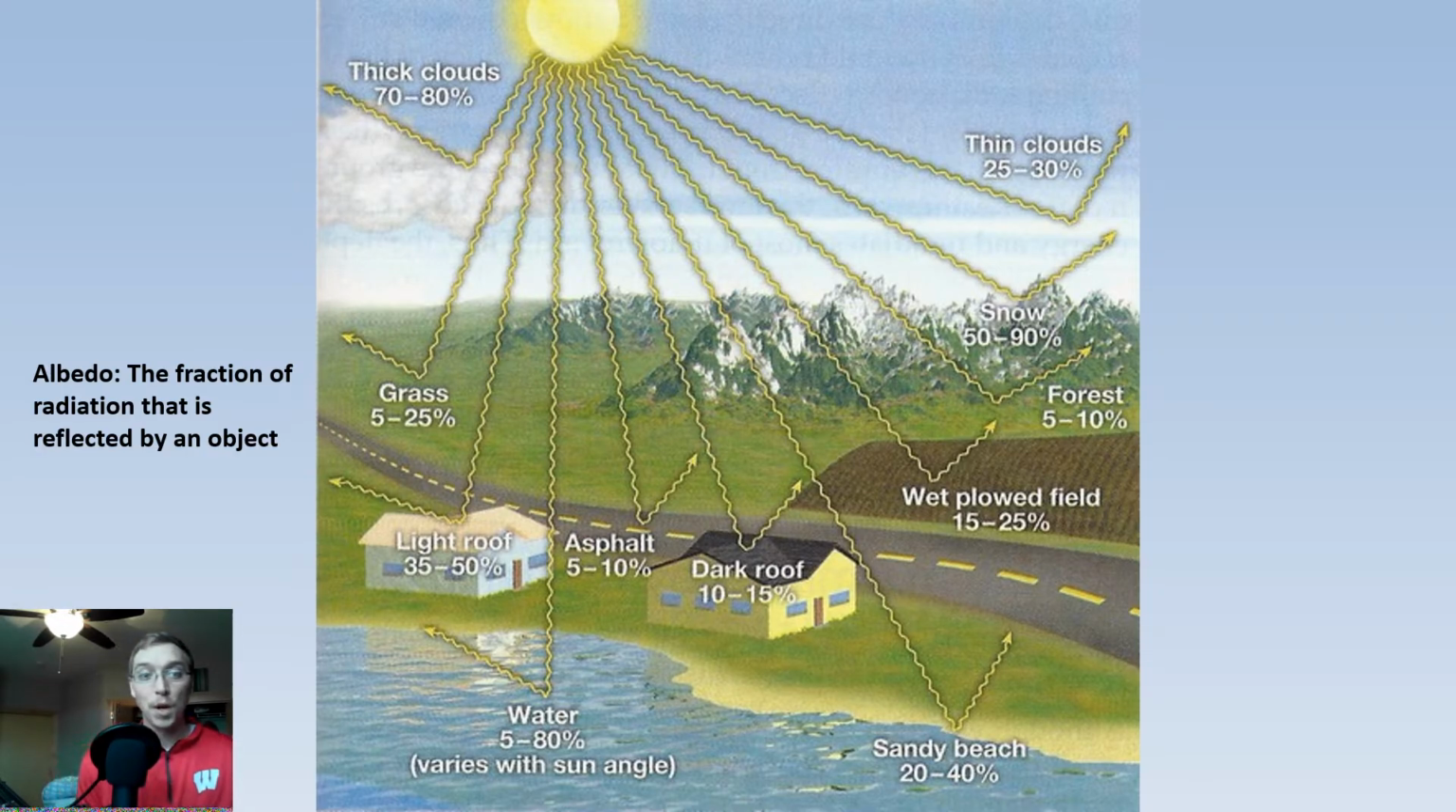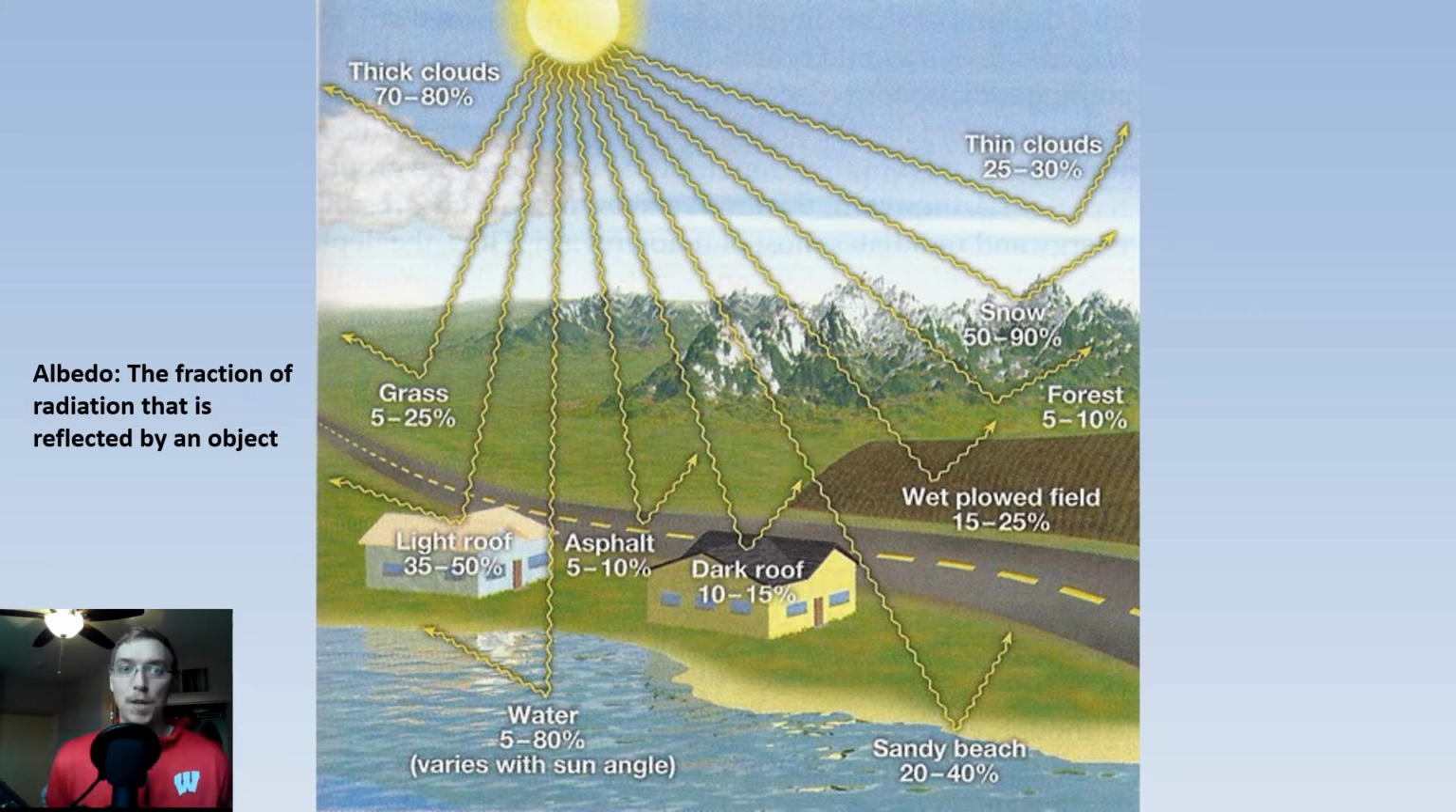So we're going to learn a new term here. The term that we want to learn is albedo. You might have heard this term before. It is the fraction of radiation that is reflected by an object. So here is a simple diagram. You might have seen something like this. We have one in our textbook as well.